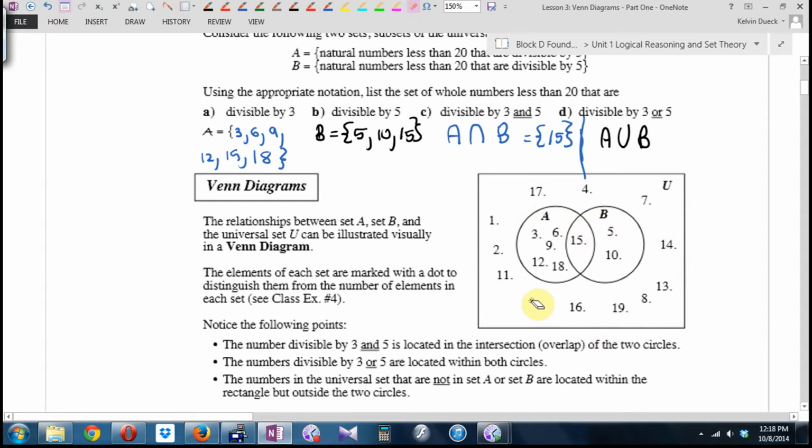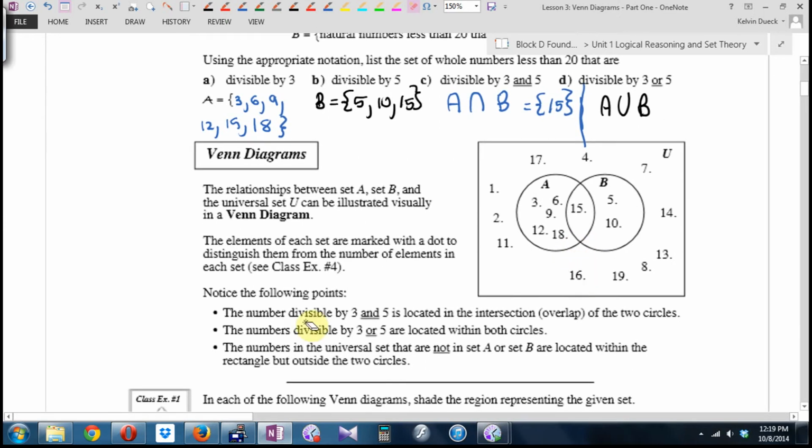It's a nice visual way with, to be honest, in my mind, less thinking, that I can tell you what the intersection is, that I can tell you what the union is. It's almost just like counting. The elements in each set are marked with a dot to distinguish them from the number of elements in each set. We put dots on them so that you don't think it's telling you there's 7 items or 6 items, for what it's worth.